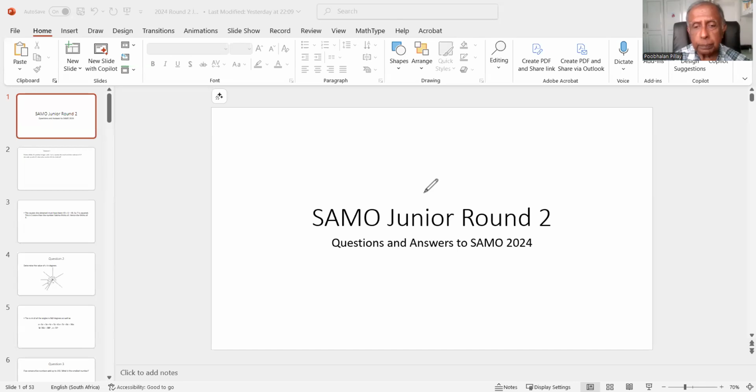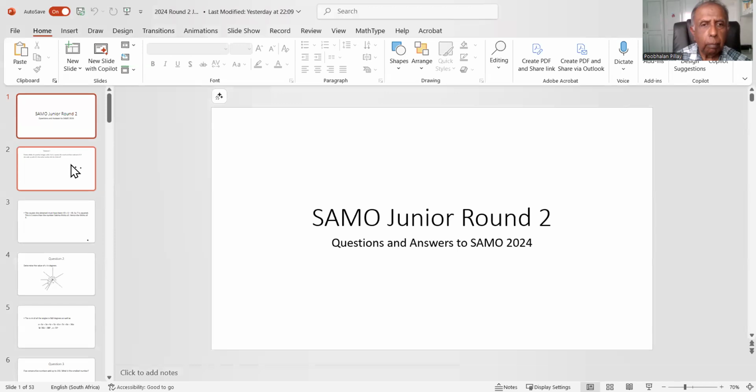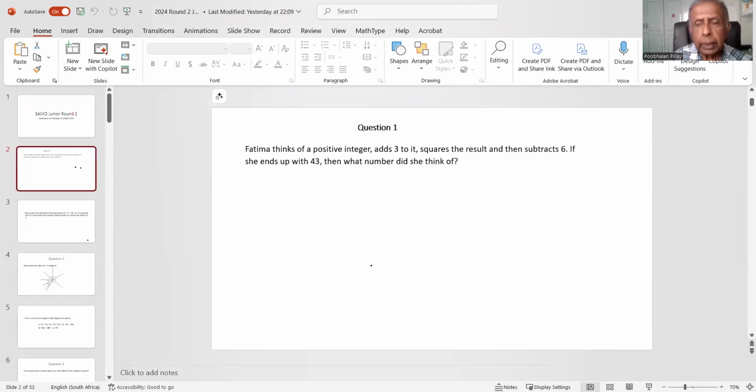Okay, the very first problem is: Fatima thinks of a positive integer, adds 3 to it, squares the result, and then subtracts 6. If she ends up with 43, then what number did she think of?